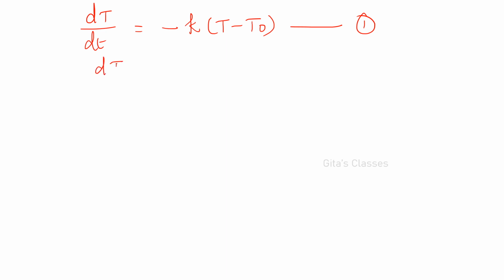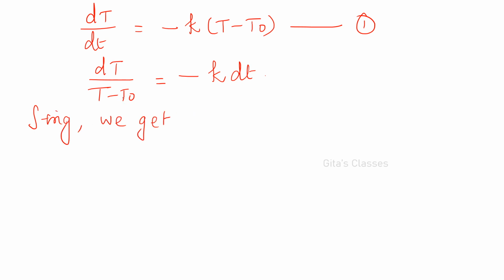Separating the variables, dT by T minus T0 is equal to minus K into dt. Now if you integrate this, integrating we get log of T minus T0, where T is the variable, is equal to minus K into t.